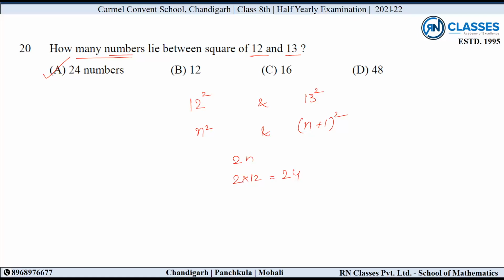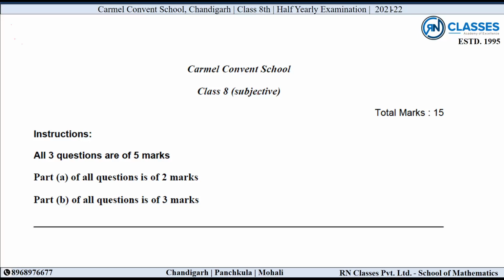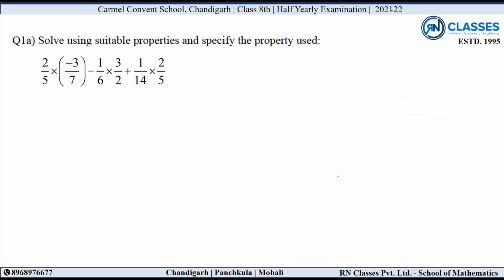Moving on to subjective part of the paper. Let's move on to the subjective part of the paper of Carmel Convent. So there are 3 questions, 5 marks, right? So 15 marks total paper, which is the subjective part. Let's move on to question number 1. Oh, question number 1A.